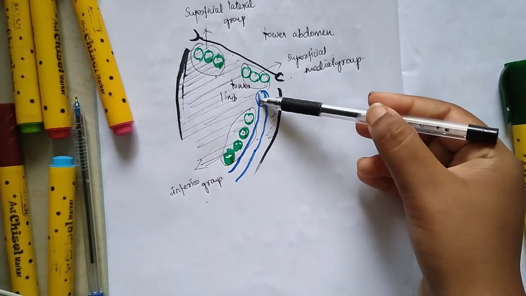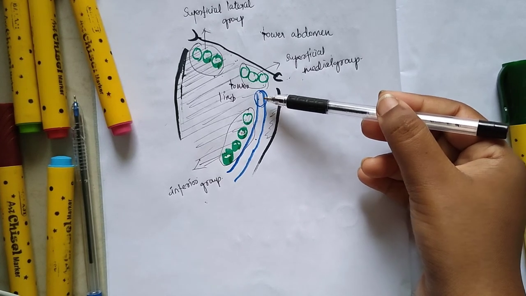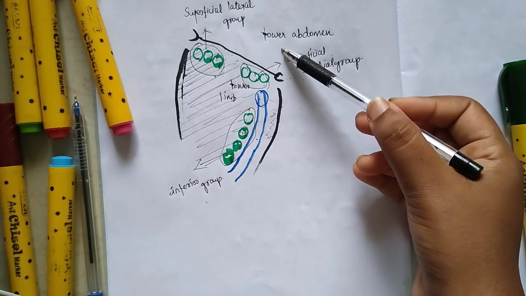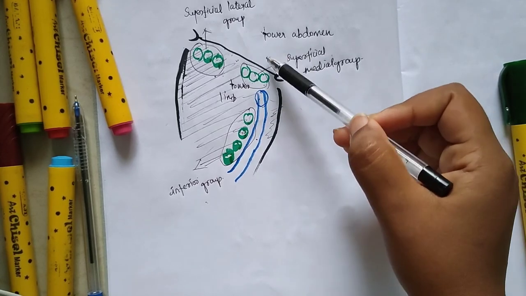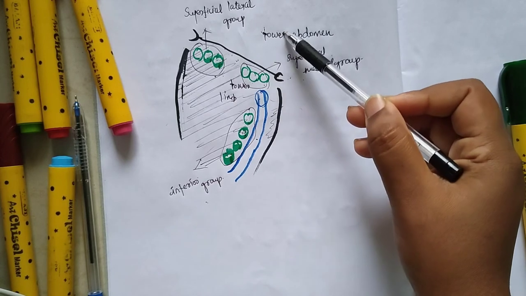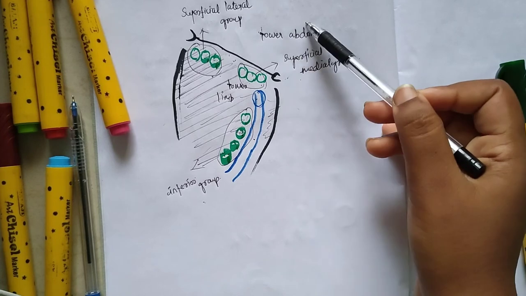These deep inguinal nodes drain the lymph into the external iliac nodes that are present along the external iliac vessels.